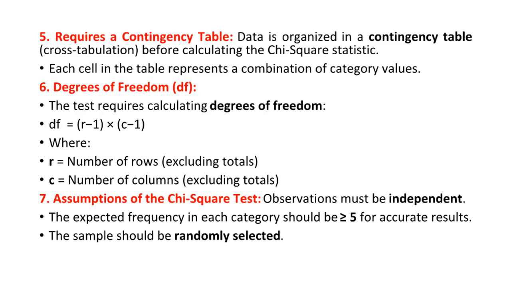6. Degrees of freedom, DF. The test requires calculating degrees of freedom. DF is equal to (R minus 1) multiplied by (C minus 1), where R is equal to number of rows, excluding totals. C is equal to number of columns, excluding totals. 7. Assumptions of the chi-square test. Observations must be independent. The expected frequency in each category should be greater than or equal to 5 for accurate results. The sample should be randomly selected.